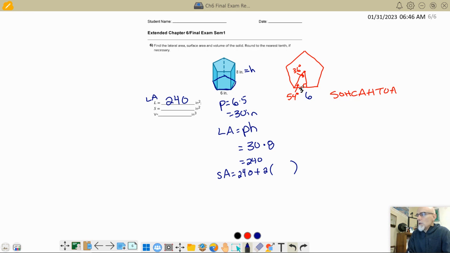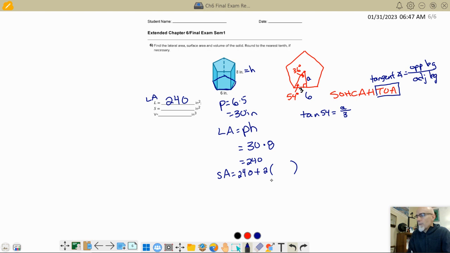And if this is 3 and this is adjacent to the 54-degree angle, and the side I'm looking for is the apothem, I need to use tangent. I could use 54 or 36, but I like 54 because the apothem is opposite from the 54-degree angle. It's the opposite leg. 3 is the adjacent leg. So in SOHCAHTOA, tangent is the last 3 letters. This means that the tangent of an angle is equal to the opposite leg over the adjacent leg.